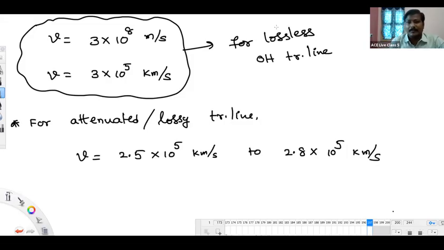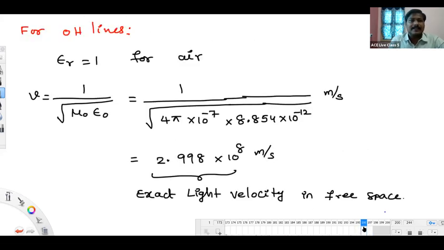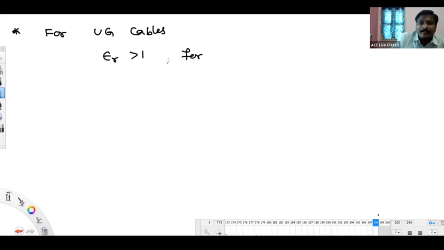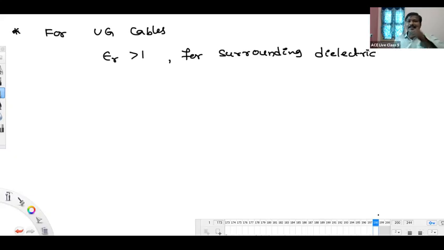Next for cables. For underground cables, how will be the velocity of wave? So epsilon r is greater than 1. For cables, we have a surrounding dielectric medium. The dielectric medium will have the relative permittivity greater than 1. Let me write. For UG cables, relative permittivity is greater than 1 for the surrounding dielectric medium.